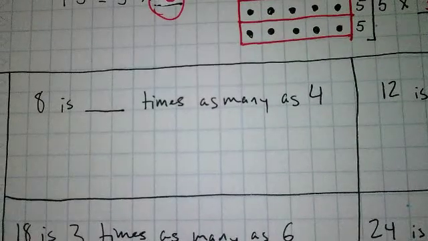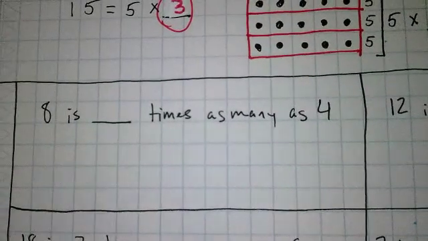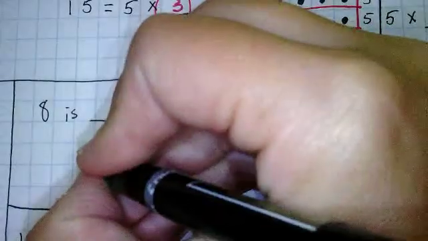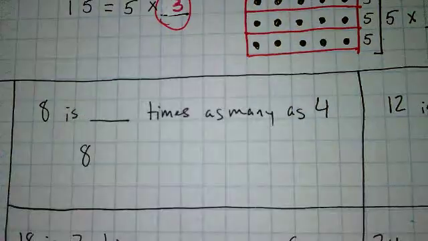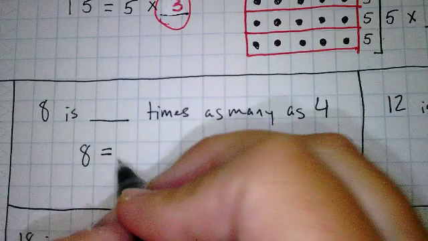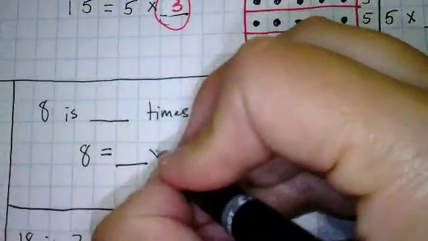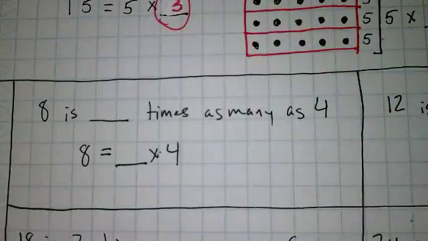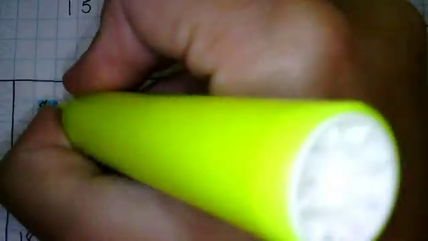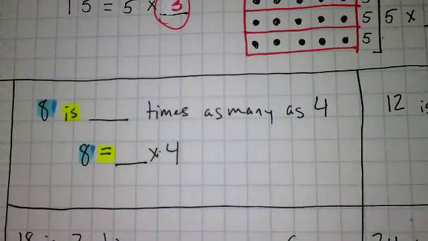Alright, so we're going to start here with 8 is blank times as many as 4. 8 is blank times as many as 4. What this is asking here is it's saying, if we look at it, we can have 8 is blank times 4. So when we look at our problem, we can use the words to help us. So 8 will stay 8, right? 8 is 8. Our equal sign is the word is. Is our equal sign.